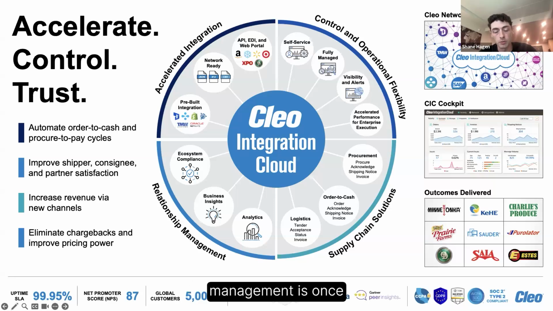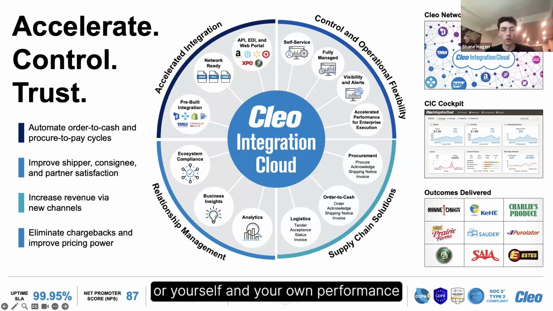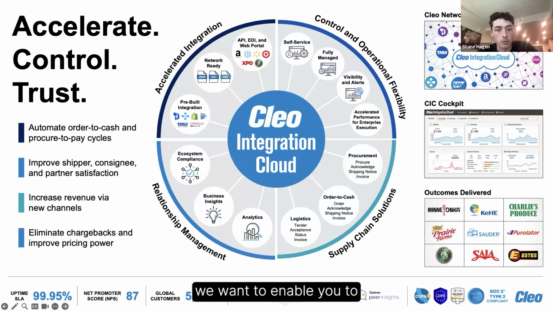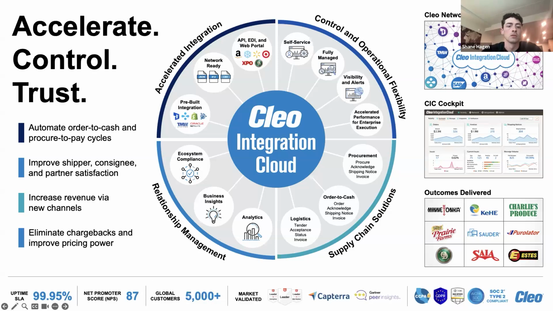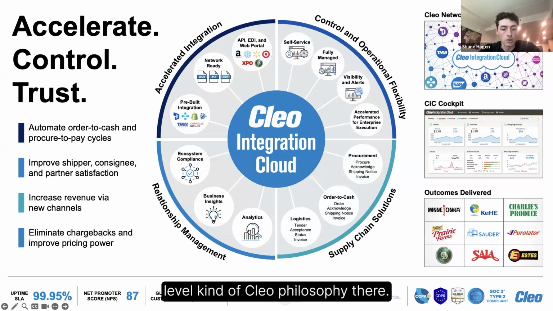And then that relationship management is once those solutions are in place, we want to enable your team to manage those relationships with your partners, build insights around performance, whether that's scorecarding yourself and your own performance, or scorecarding your partners and how they're performing with things that they're responsible for. And ultimately, we want to enable you to build analytics and make decisions based off of that data that we're collecting for you. So that's the high level kind of Clio philosophy there.